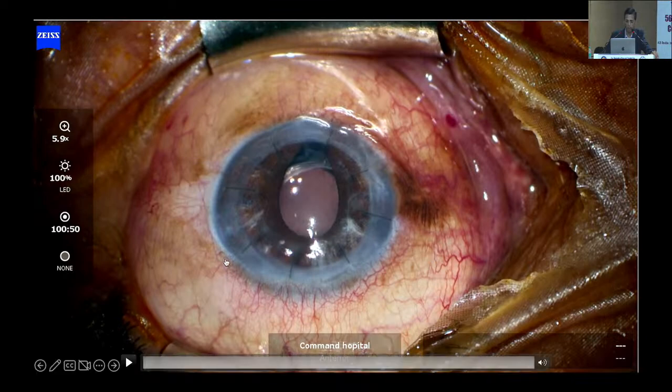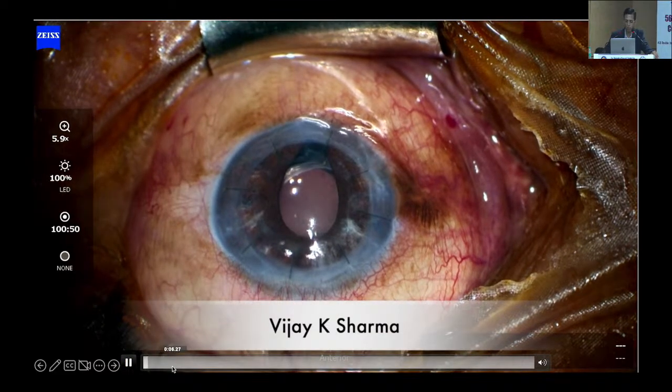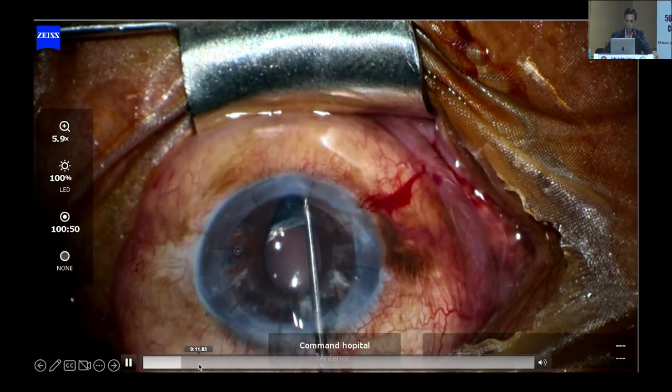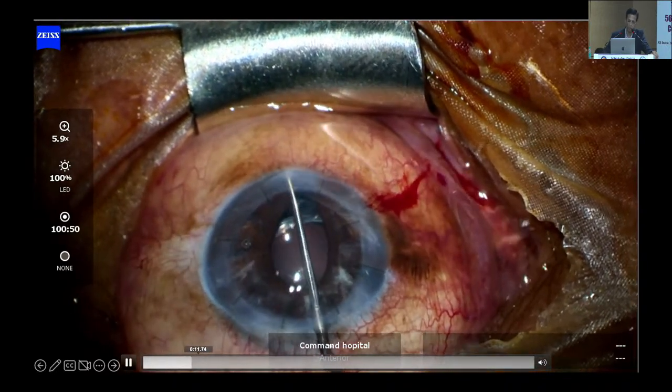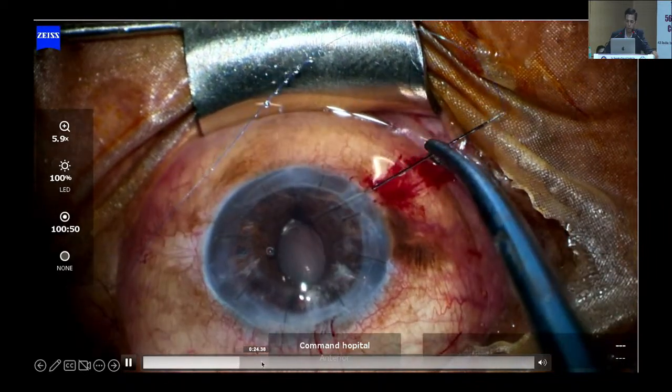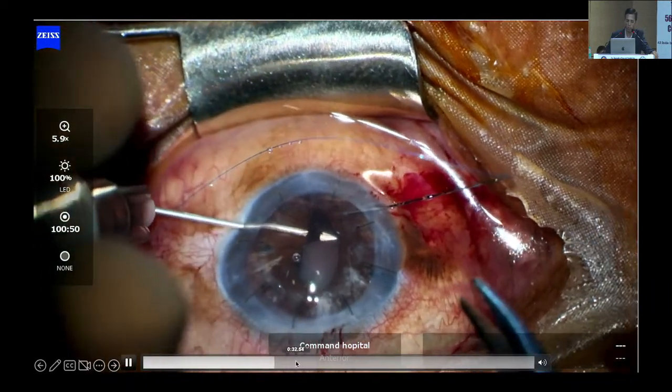So we went ahead and did a single pass four throw. One suture was required in this. Now there were iridocorneal adhesions. They were removed, and after removing the iridocorneal adhesions, we passed a single suture.